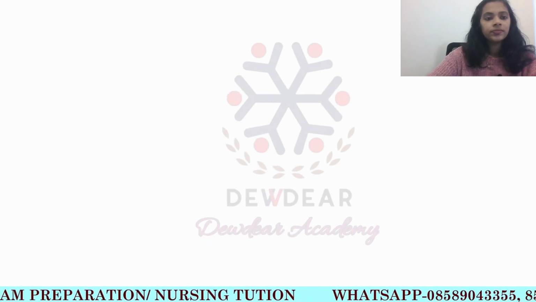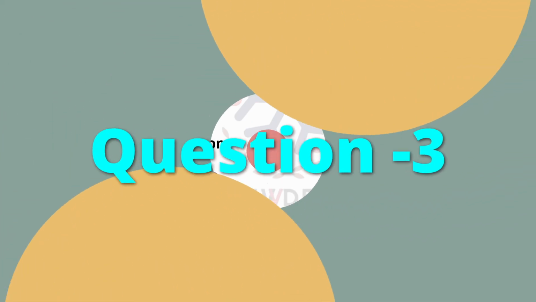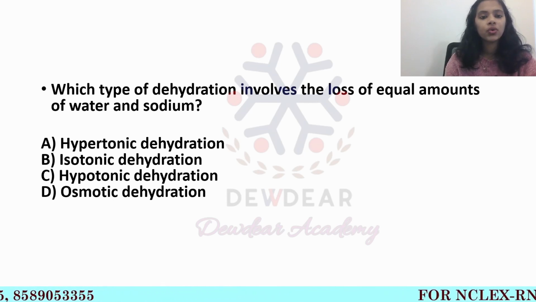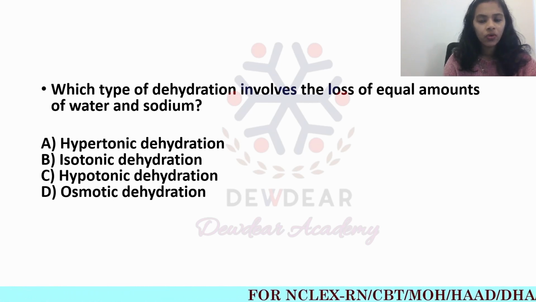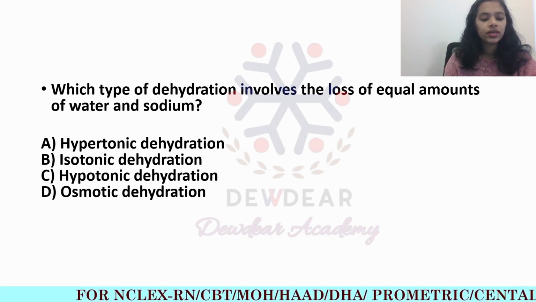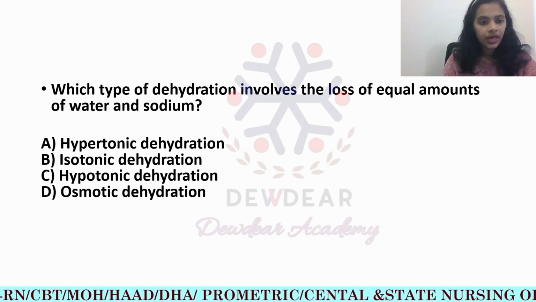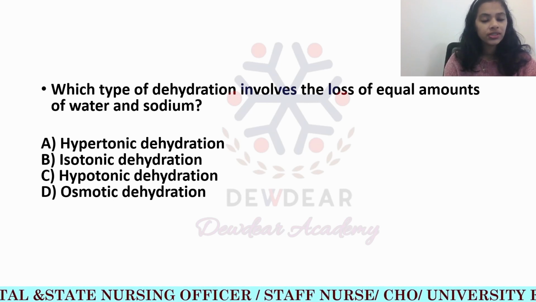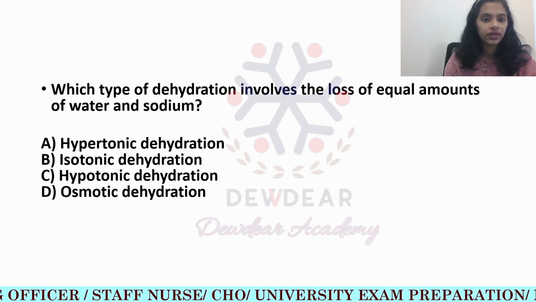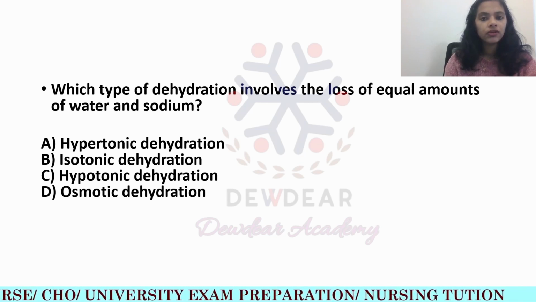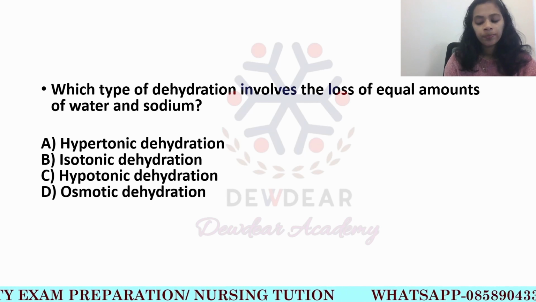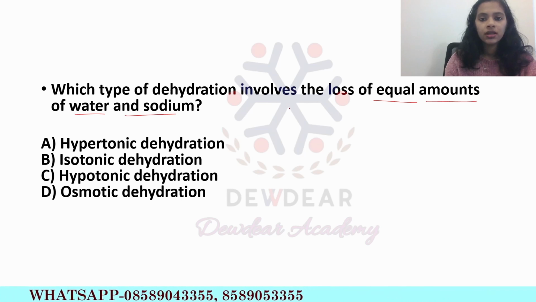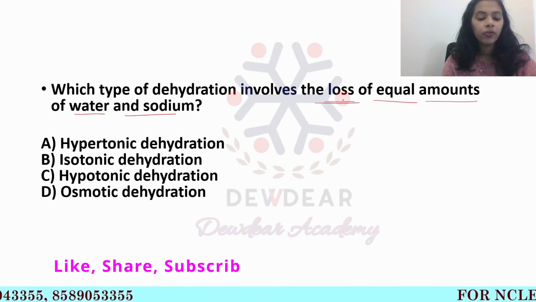The next question: which type of dehydration involves the loss of equal amounts of water and sodium? Options are A, hypertonic dehydration; option B, isotonic dehydration; option C, hypotonic dehydration; and option D, osmotic dehydration. The question here is: in which type of dehydration is an equal amount of water and sodium lost?